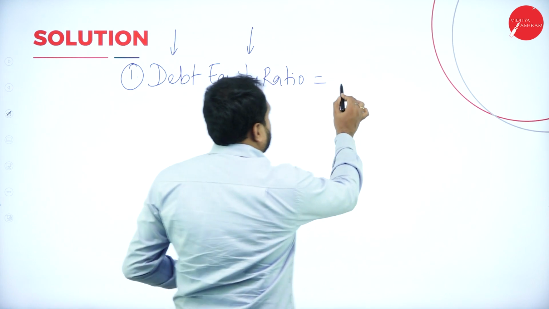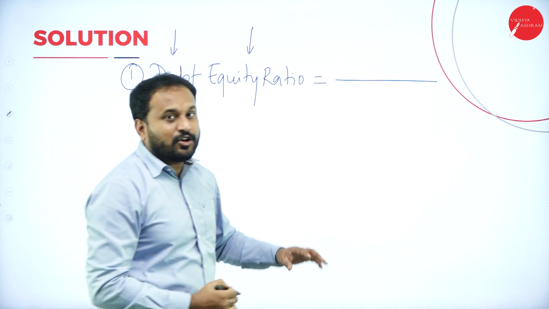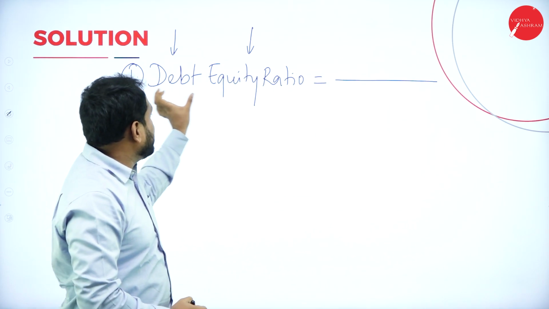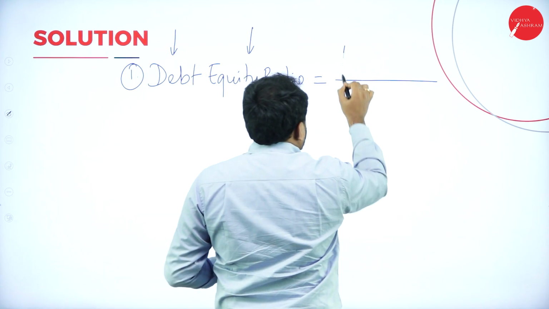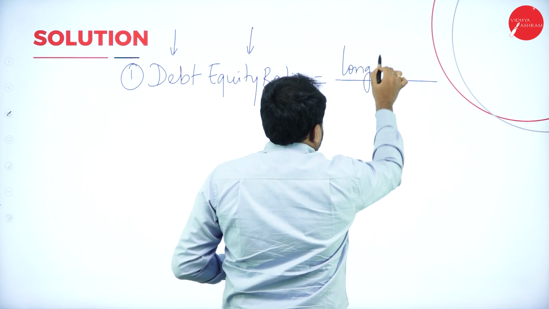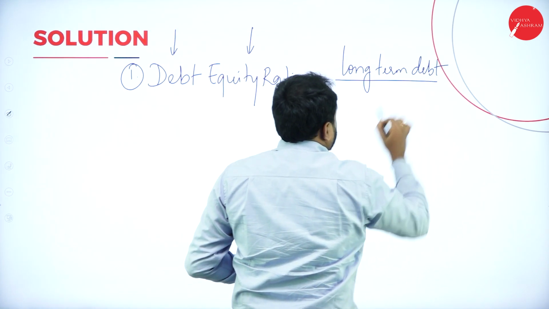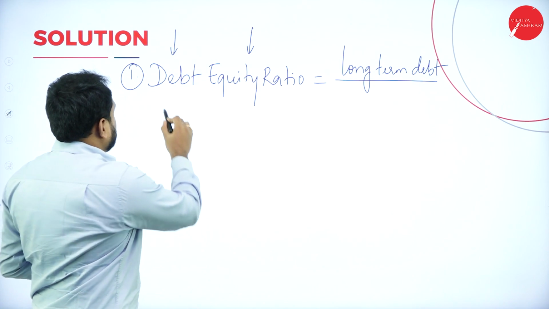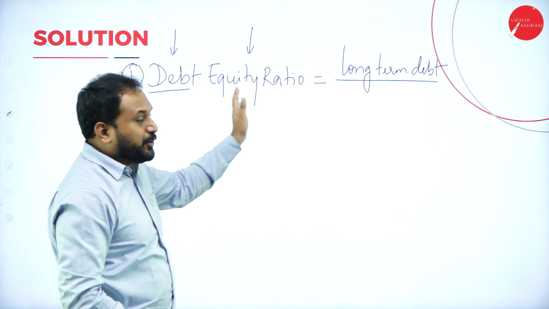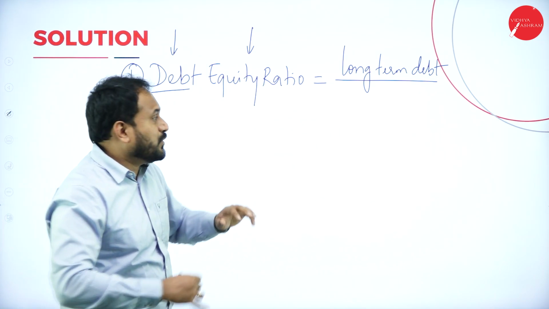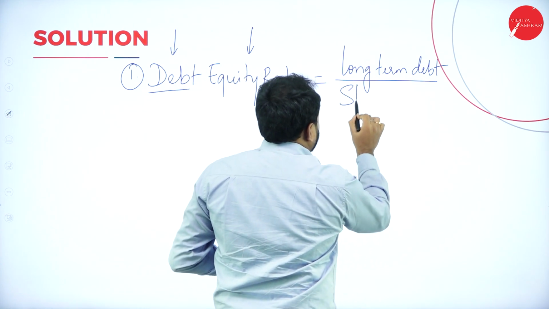One is what? Numerator and denominator combination you make. The first one is debt. I'll write here long-term debt. Which one? Long-term debt. Divided by, now this is done. Next is what? Equity. So I'll put equity here. Instead, what exactly I'll do is, I'll write here shareholders fund.